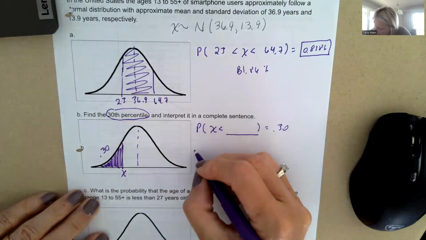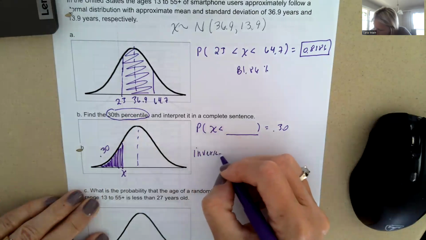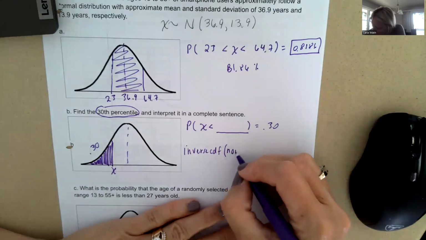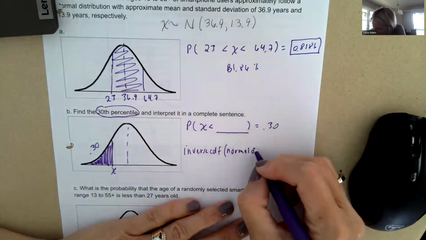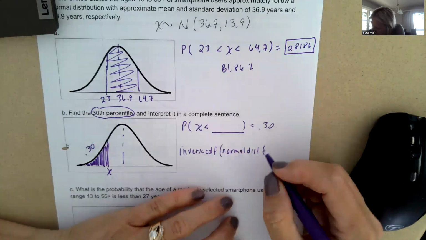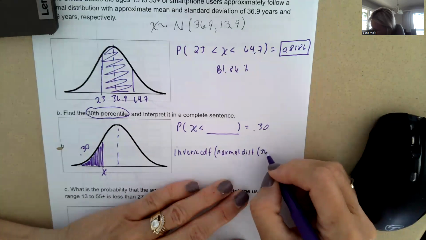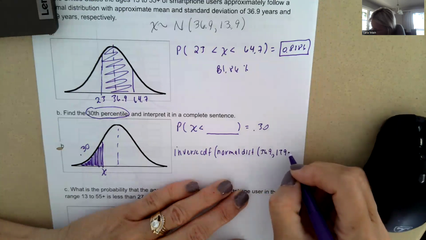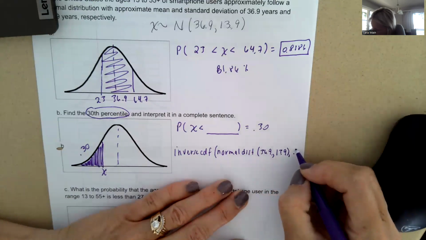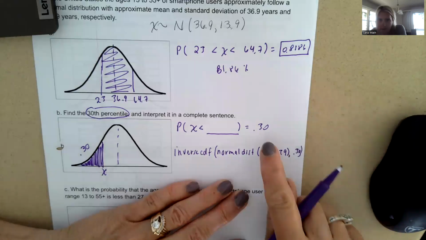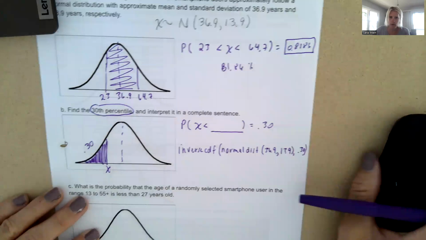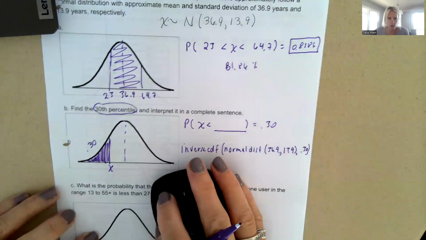So we have to use the inverse CDF of the normal distribution of 36.9, comma, 13.9, comma, 0.30, because that is the left area and that's what Desmos likes. So let's go to that.